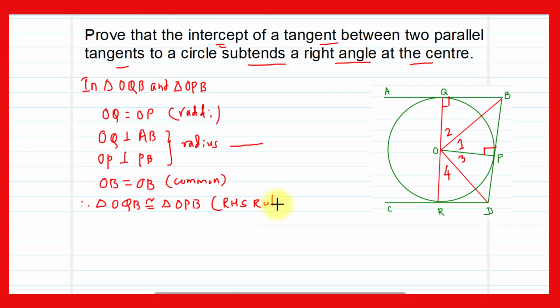By the RHS rule these two triangles are congruent, and since these two triangles are congruent, angle 1 is equal to angle 2, because corresponding parts of congruent triangles are equal. Now here we have proved that these two triangles are congruent by the RHS rule.